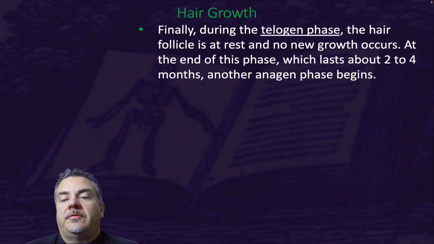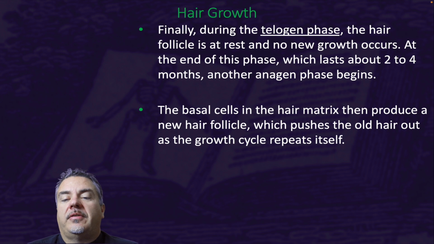Finally, during the telogen phase, the hair follicle is at rest and no new growth occurs. At the end of this phase, which lasts about 2 to 4 months, another anagen phase begins. The basal cells in the hair matrix then produce a new hair follicle, which pushes the old hair out as the growth cycle repeats itself.